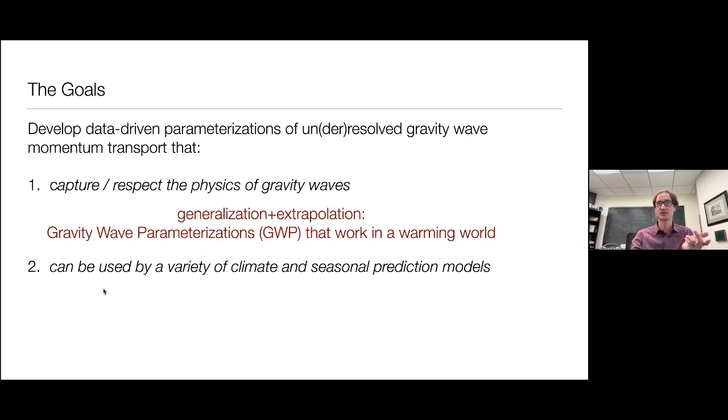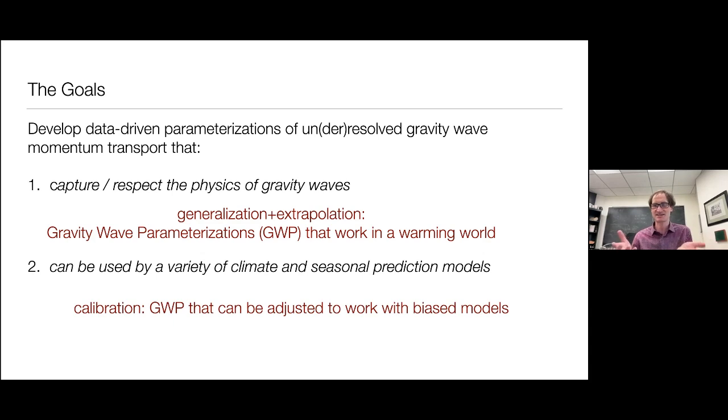We also want these things to be useful, right? For climate prediction, seasonal weather prediction. And that means these schemes you have to be able to calibrate them fairly quickly, right? You're going to put in a biased model that's not perfect. You want to put your parameterization in, and it has to do the right thing without too much work. If it takes a graduate student 6 months to make it work, I don't think these things are going to be adopted well. And that's what we're going to focus a bit more on today, this calibration problem. But I'll show that the extrapolation and calibration problems are sort of two sides of the same coin.